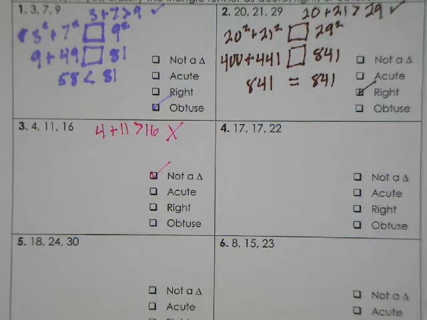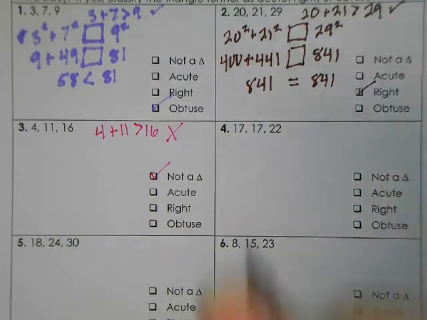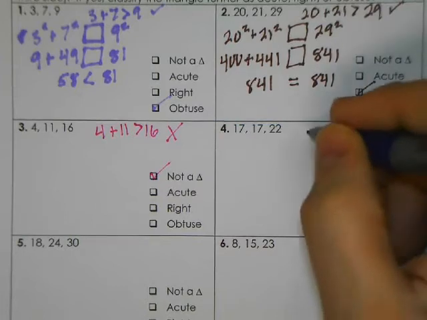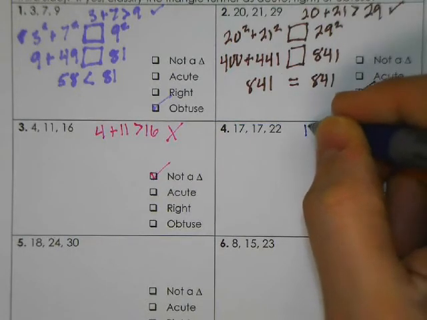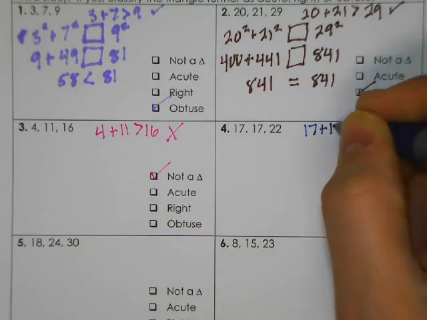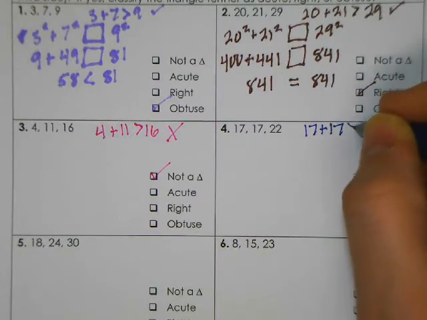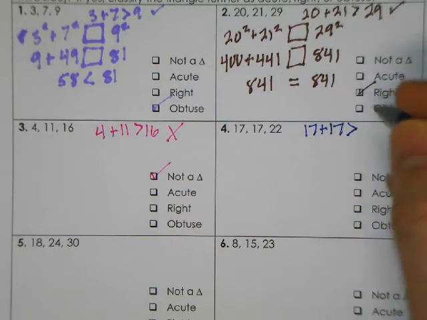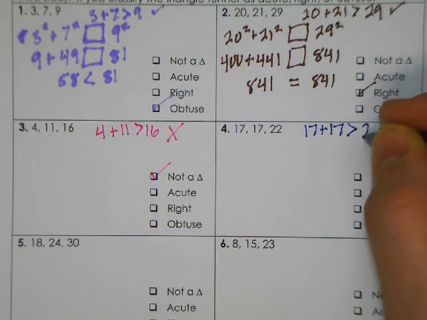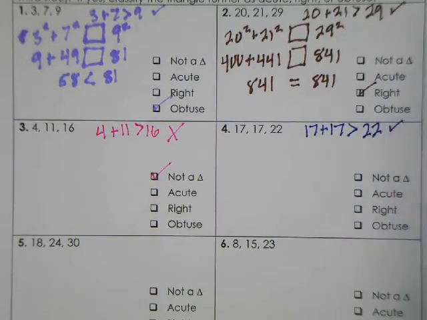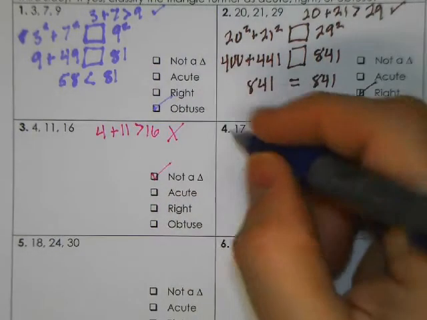The next one that I'm going to work out for you is example number 4. Again, do I even have a triangle? 17 plus 17, this one should be a little obvious. 17 and 17 give me 34, which is definitely greater than 22. So I know I have a triangle that I can form here.